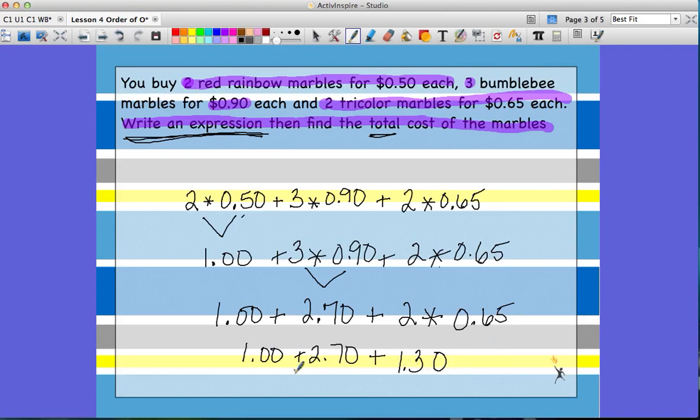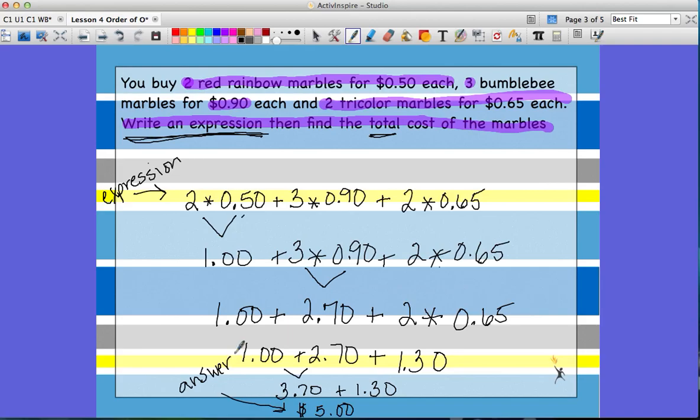Now I can go ahead and add all of these together. First, I add the dollar plus the $2.70, which gives me $3.70. Then I need to add that to my $1.30, and that is going to give me $5. Okay, so up here is my expression, and down here is my answer.